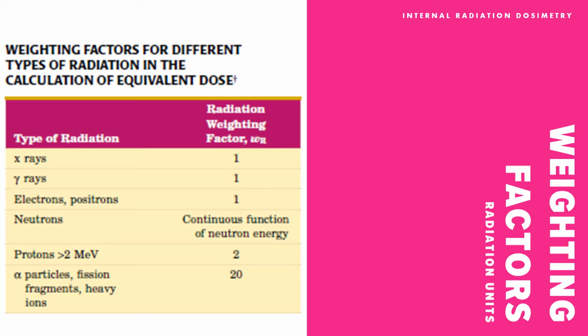For example, for X-rays the radiation weighting factor is 1, the same with gamma rays, electrons, and positrons. If we're talking about neutrons, the radiation weighting factor is continuous. For protons above 2 mega electron volts, the radiation weighting factor is 2. And for alpha particles, fission fragments, or heavy ions, the radiation weighting factor is 20. So usually when we talk about a factor, it's already a fixed value. So here is how the rem can be calculated. It's subject to the rad, so the higher the rad, the higher the rem will be.